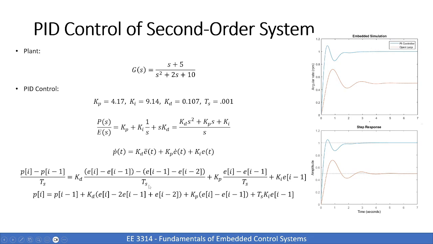Okay, so hopefully that makes sense. This is going to be e dot, and this is going to be e dot of i minus 1, if that makes sense. Okay, and then this is just estimating e dot, and then this is Ki times the error itself. Okay, so this is what we can use to form our difference equation. We multiply by Ts and move this p of i minus 1 to the other side. We get this difference equation down here at the bottom for our PID controller.